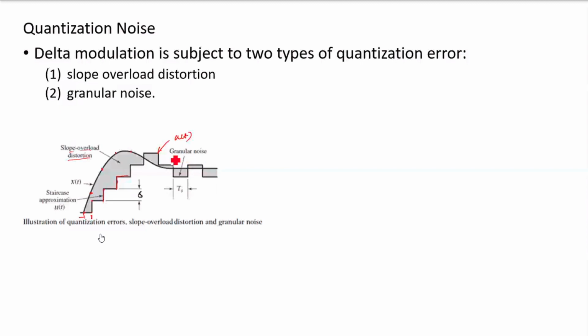So if we have a signal with a slope like this, the delta modulation suffers from slope overload distortion. And if the signal has some stability for some time, there will be granular noise. How to overcome this? Can anyone tell me?